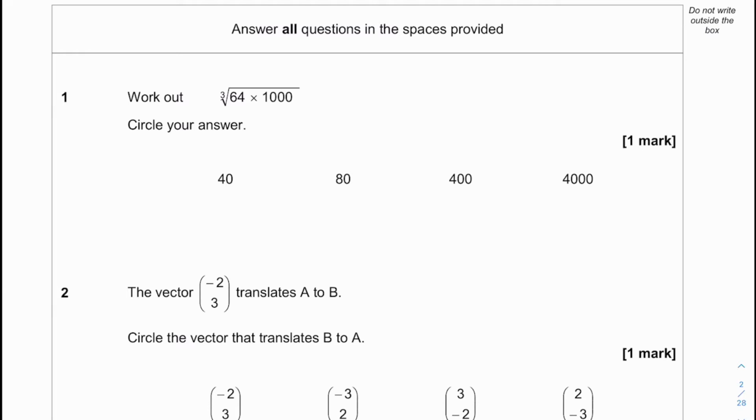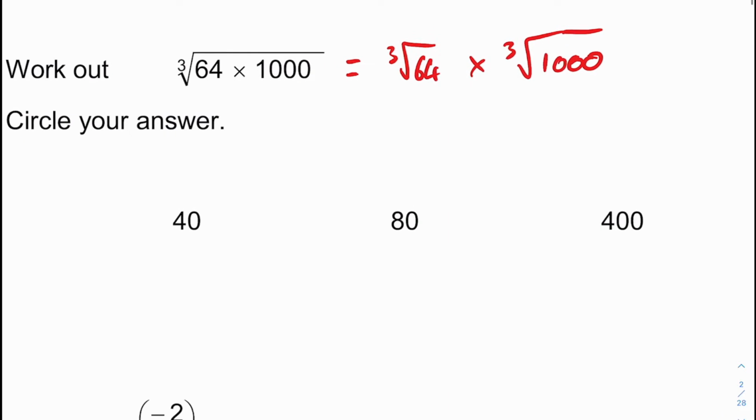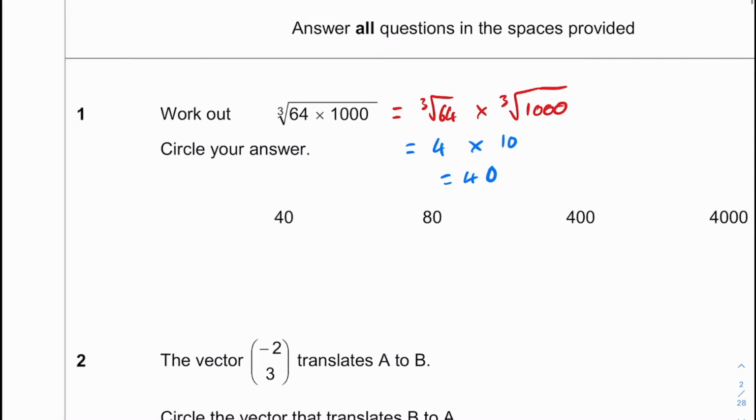Starting with question 1, we need to work out what the cube root of 64 multiplied by 1000 is. We can split this up into the cube root of 64 multiplied by the cube root of 1000, which is a much easier situation that we can solve. The cube root of 64 is 4, multiplied by the cube root of 1000, which is 10. So 4 times 10 is of course just equal to 40.